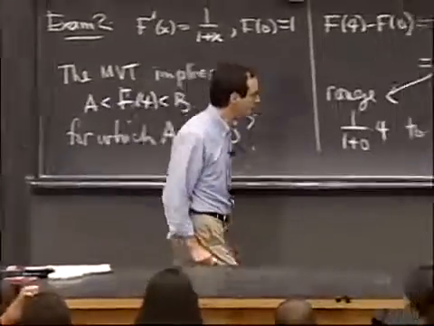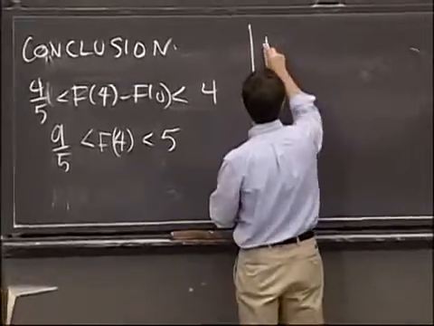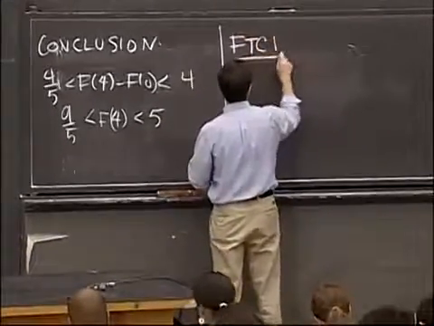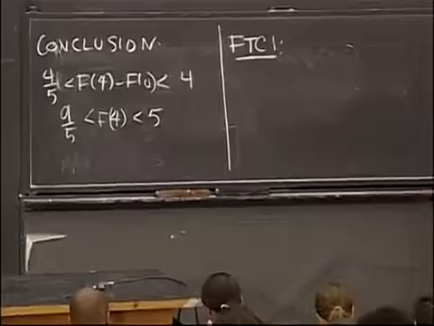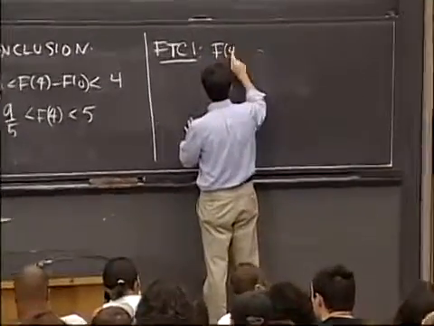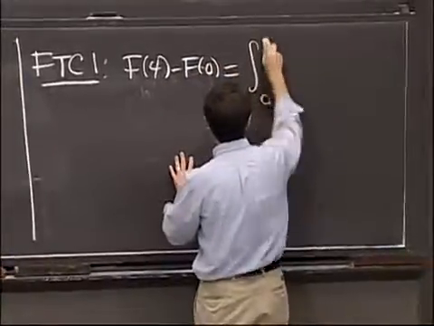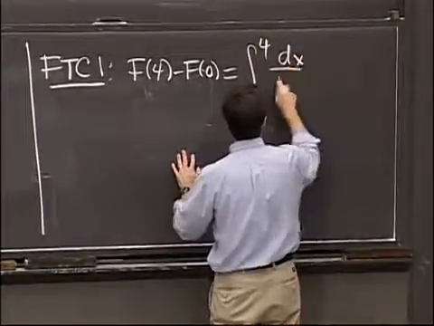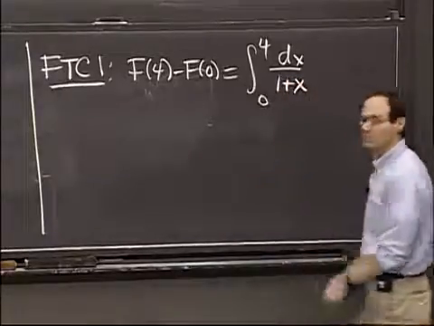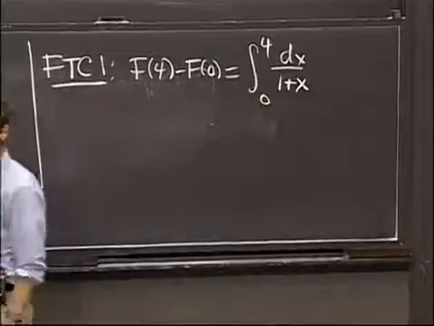On the other hand, let's compare to what you would do with the fundamental theorem of calculus. With the fundamental theorem of calculus, we have the following formula. F of 4 minus f of 0 is equal to the integral from 0 to 4 of dx over 1 plus x. That's what the fundamental theorem says.